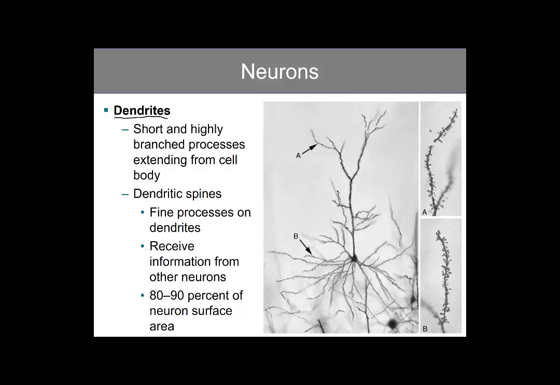Dendritic spines are the fine processes on the dendrites themselves, and you can see here in this micrograph all of these dendritic spines on the dendrites. They receive information from other neurons, and 80 to 90% of the surface area of the neuron is found within these dendritic spines.